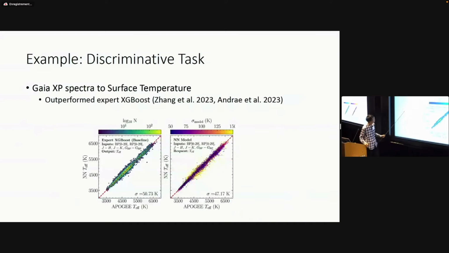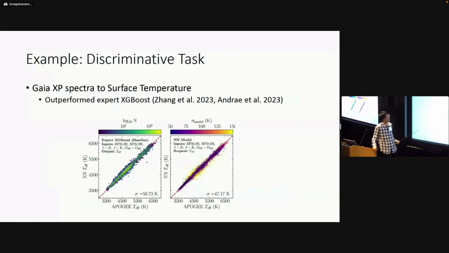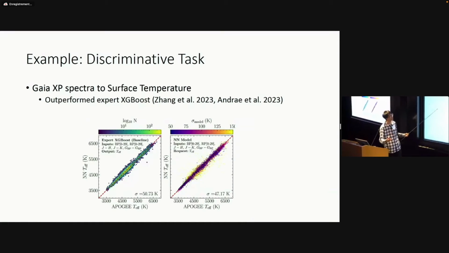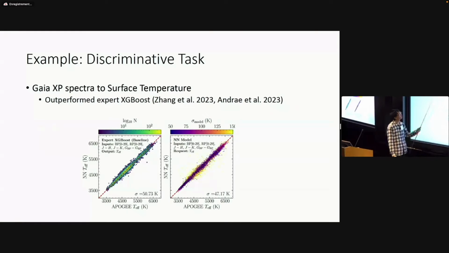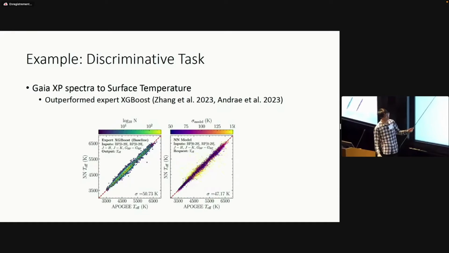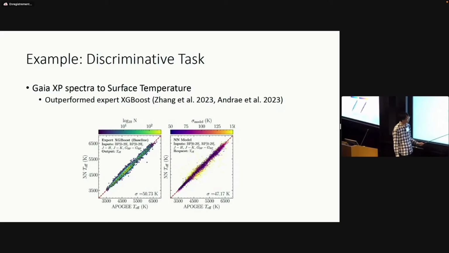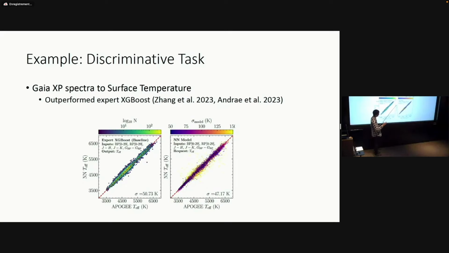So here is an example for our model. One thing that we want to do is give Gaia XP spectra and request stellar parameters. In the traditional sense, this is a discriminative task, and there are many works on this. The state of the art to get stellar parameters from Gaia XP spectra is using XGBoost. In this panel, we show the performance of an expertly trained XGBoost, and we also show the performance of our neural network, which isn't fine tuned for this task. It's just coming out of the box.